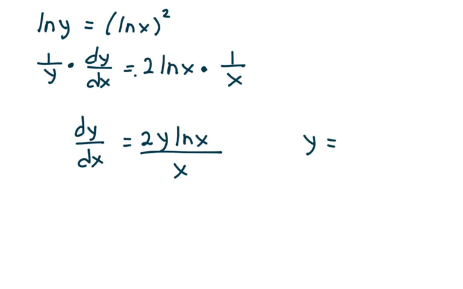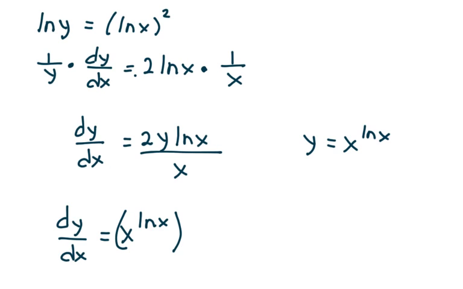But y is x to the natural log of x. So dy/dx is x to the natural log of x times 2 natural log of x divided by x.